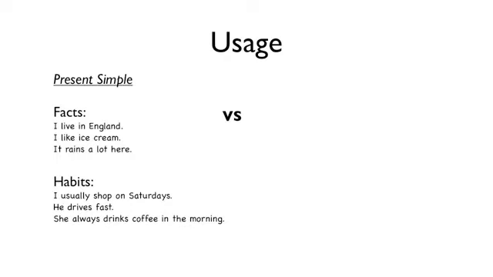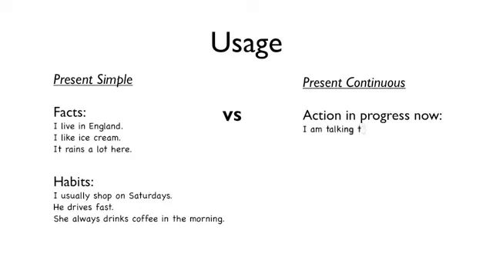Let's look at present continuous now. We use present continuous for action in progress now, temporary situations, things that are happening now and will stop at some point. Let's look at the examples. I'm talking to you. How about you? What are you doing now? I hope that you are listening to me very carefully.